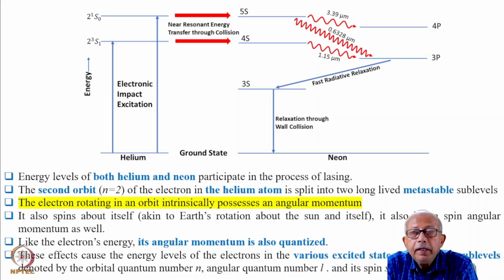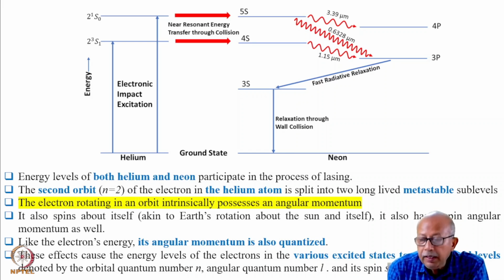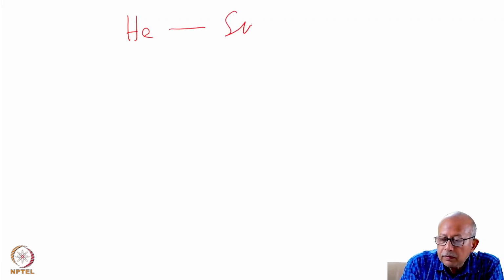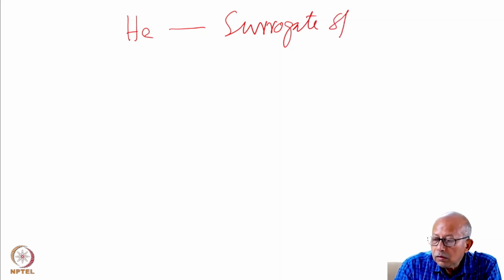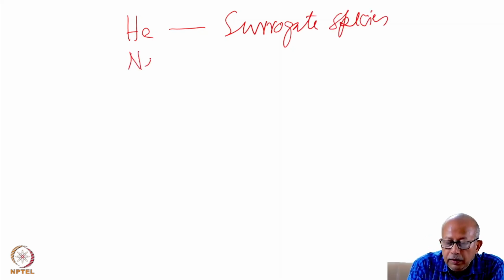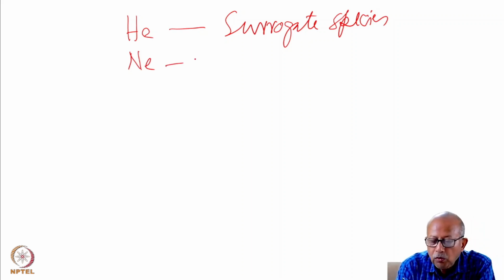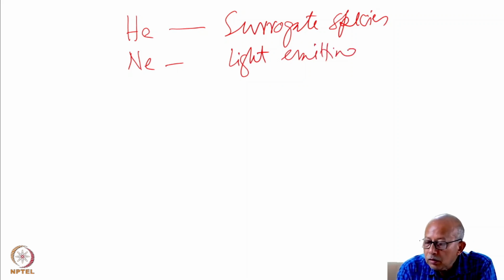All right, in the previous class, we have seen that in the operation of a helium neon laser, helium serves as surrogate species, while neon performs the role of light emitting species.